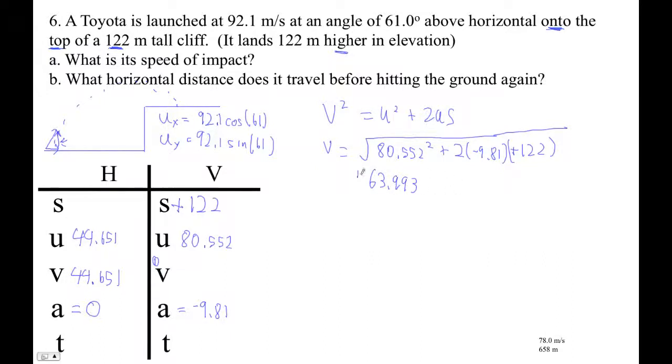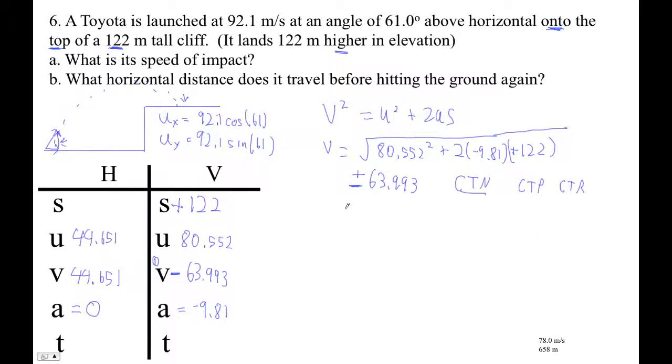Now we've got to decide: is it plus 63.993 or negative 63.993? We're not asking about on the way up, and we're not hitting the bottom of the cliff somehow. We're hitting it from the top, going down, so we definitely choose negative 63.993. Apparently a 122 meter tall cliff is nothing for this thing to land on top of. It's still going plenty fast when it goes past that. But that's crucial: we've got to choose the negative.